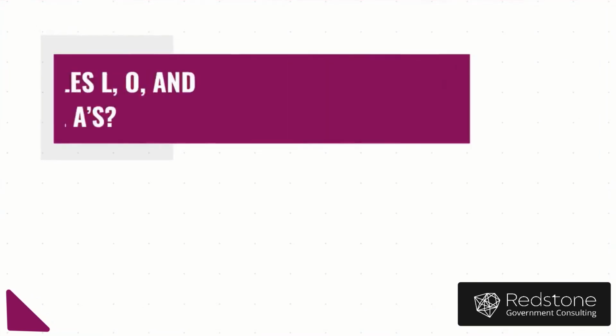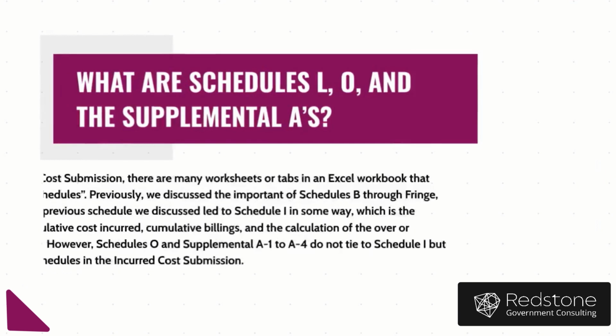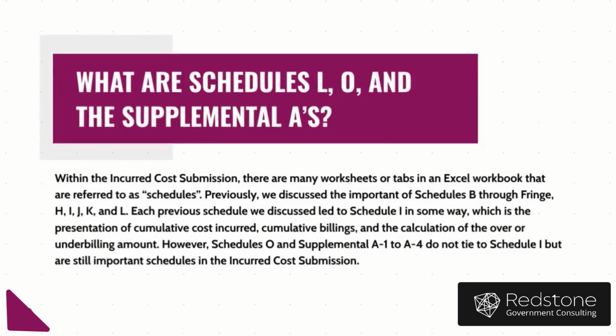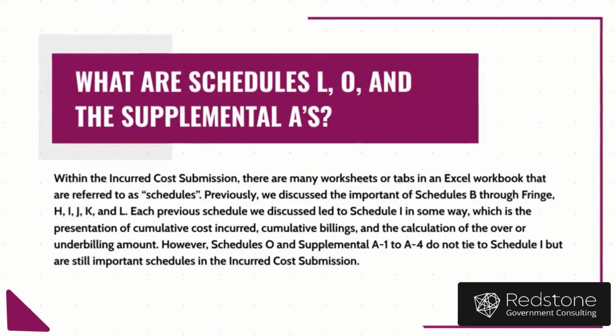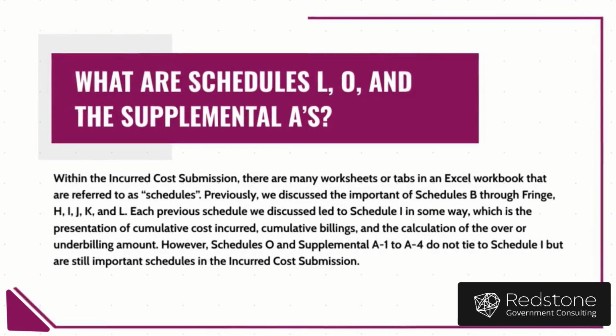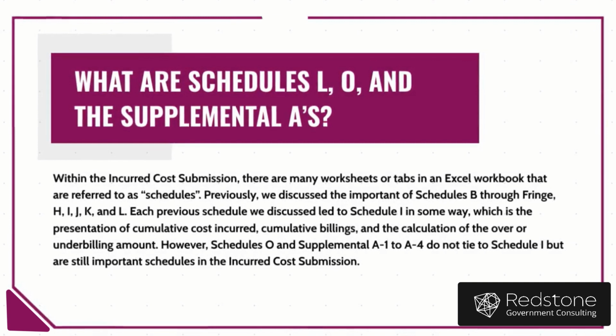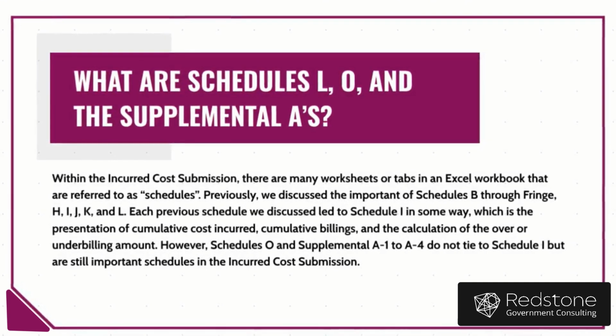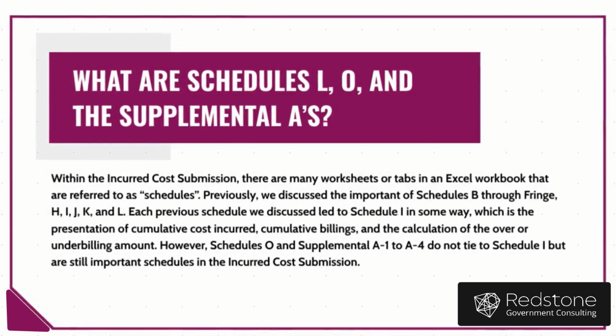Within the incurred cost submission, there are many worksheets or tabs in an Excel workbook that are referred to as schedules. Previously, we discussed the importance of schedules B through fringe, H, I, J, K, and L. Each previous schedule we discussed led to Schedule I in some way, which is the presentation of cumulative costs incurred, cumulative billings, and a calculation of the over or under billing amount.